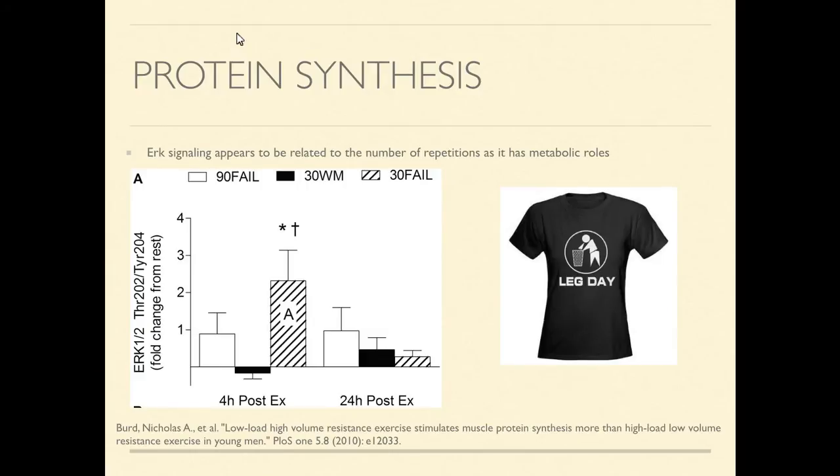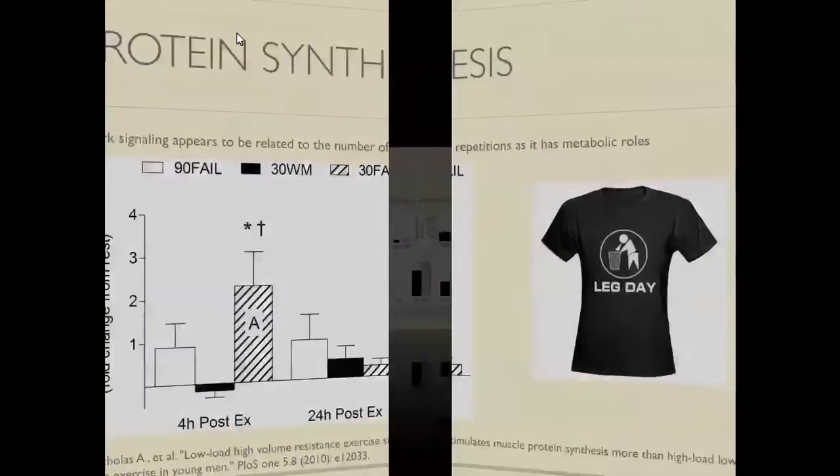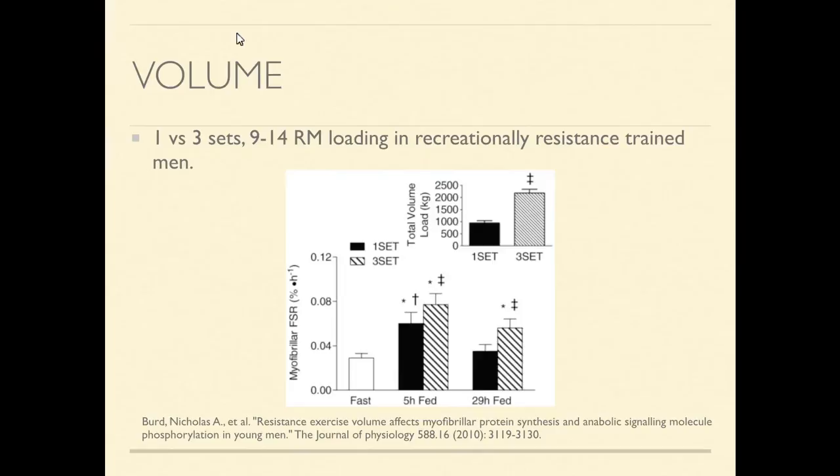Then if we look at ERK signaling at 4 hours and 24 hours post, we see that ERK signaling is greatest in the high volume group. But this makes sense because ERK does play a role in metabolic adaptations. So again, this is supporting that volume is important. Here you have 1 versus 3 sets, and total load is 3 times greater with the 3 sets. Myofibrillar protein synthesis is also greater with 3 sets. So volume plays a role.